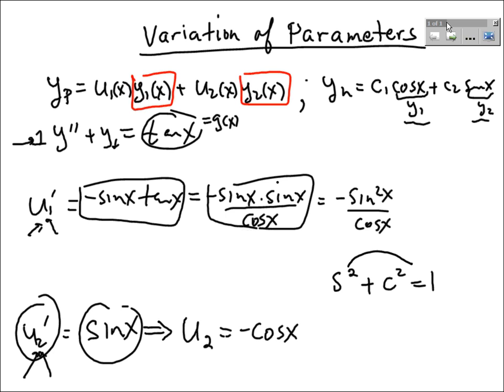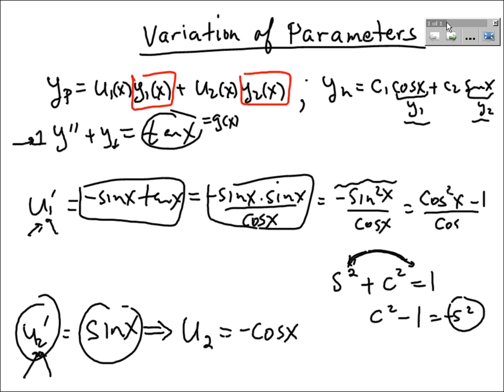If I interchange these two, the cosine squared stays, and the 1 comes over as minus 1, and the sine squared goes over as negative sine squared. And the reason I wanted negative sine squared is that's exactly what I have on top. Negative sine squared is cosine squared x take away 1 over cosine x.